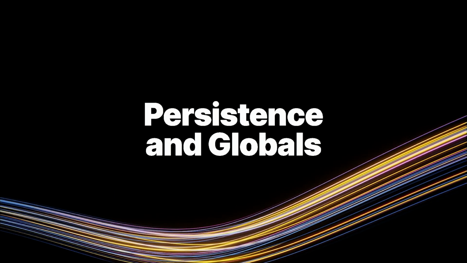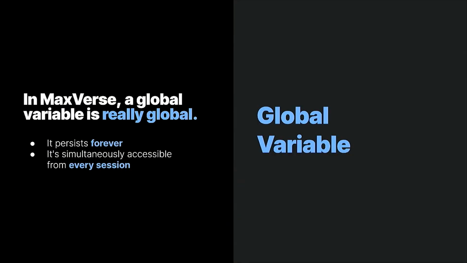So now let me talk about persistence. Persistence in Verse is closely related to how global variables work in Verse. Verse is novel in that a global variable is truly global. So if you write a global variable at the top level of a module, that global variable isn't just global to that game session, but it's global forever. And it's global in the sense that it is simultaneously the same instance of that variable from every session everywhere.